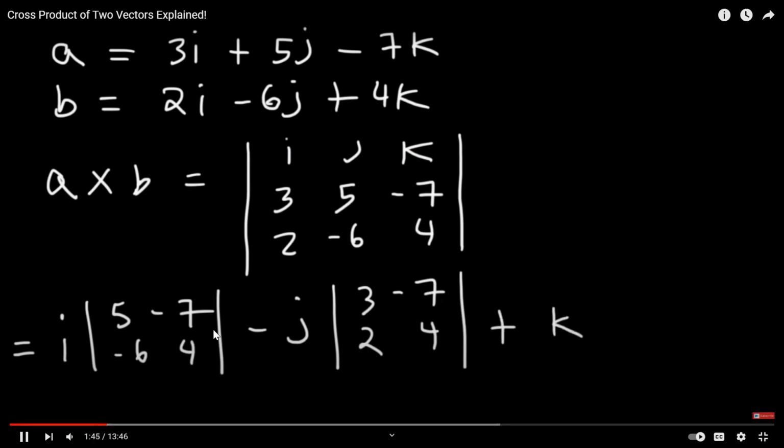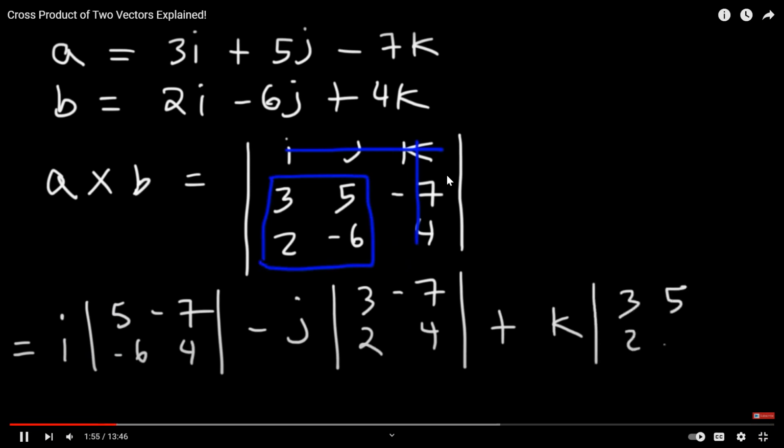That's another determinant. You always do minus J. J is the Y direction, right? It's 3, 2, -7, 4, point, point, point, point, right? And then plus K to represent the Z direction. 3, 2, 5, -6, point, point, point, point. We're going to take some determinants.